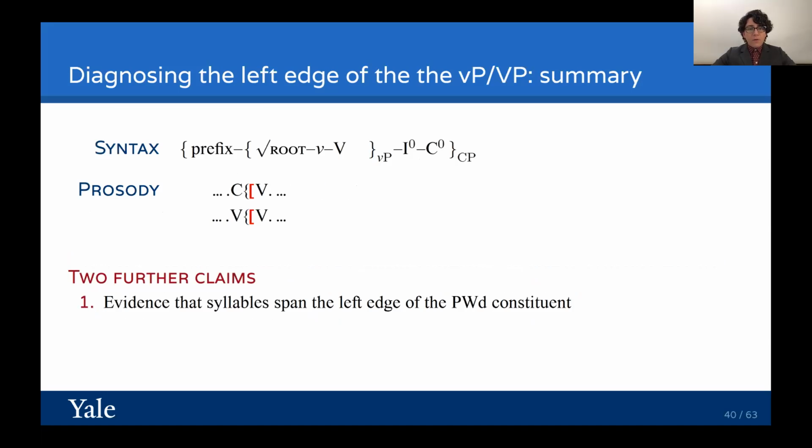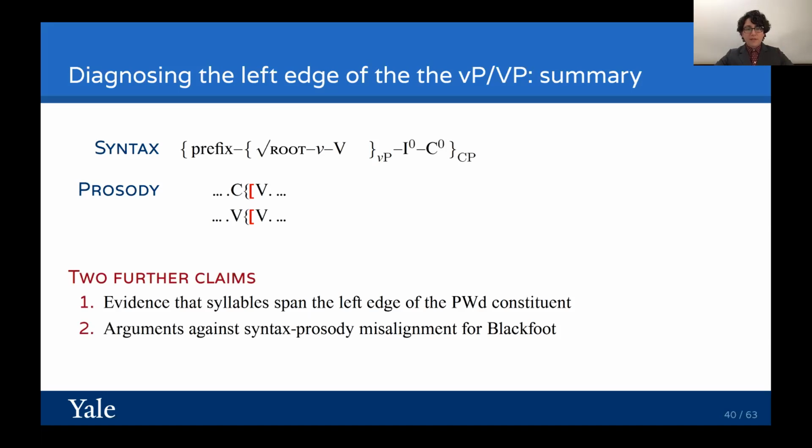All right. So just to recap what we've just said, we're looking at the left edge of this little VP in the syntax, which gets mapped to the left edge of a prosodic word in the prosody. And I've said that the optimal candidates here violate an alignment constraint between the left edge of the prosodic word and the left edge of syllables. And so there are two further things that we need to double check. One, we need to see if there is evidence that there really is a syllable that spans this boundary. Perhaps I am wrong. And the second is to consider alternative accounts and to argue against accounts that allow syntax-prosody misalignment for Blackfoot, just like the languages we saw at the beginning of the talk. So I'll talk about each of these claims in turn.